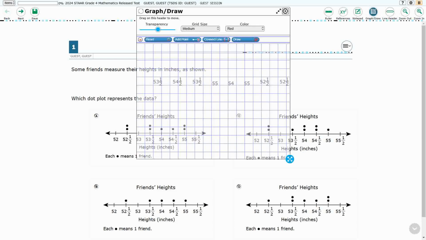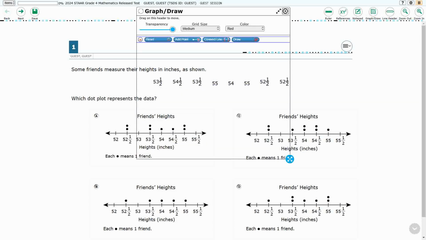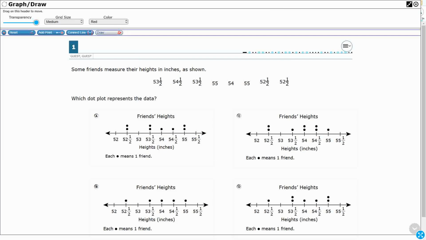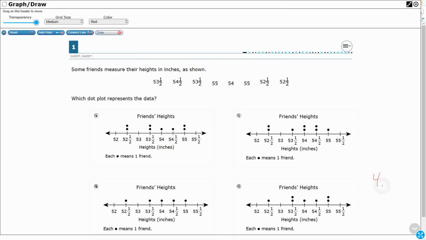For number one, we are looking at representing data. This is standard 4.9a, and we have a data set here. We need to match this with a dot plot, and we just need to find the dot plot that matches the correct one. So let's do this.